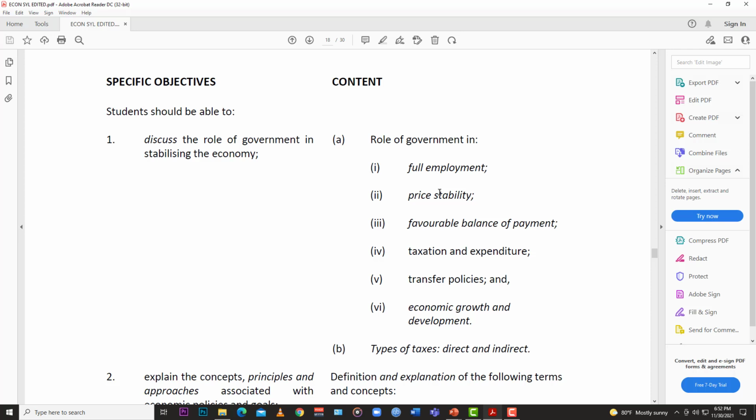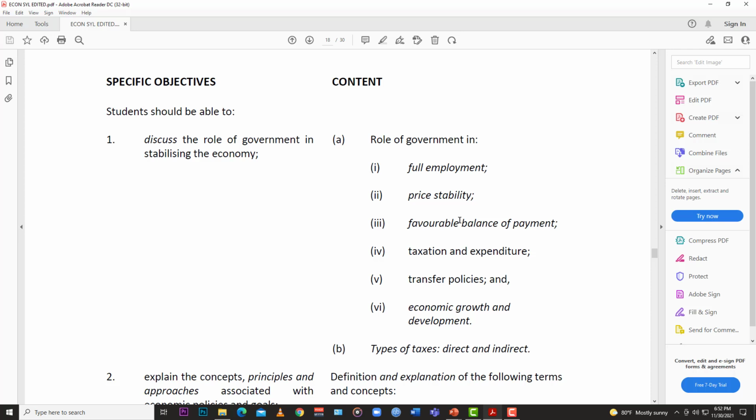Price stability, that's where we're going to be looking at things like inflation, because inflation is all about the steady rise in prices in the economy. And so when we're looking at inflation, we look at price stability. When you're looking at a favorable balance of payments, when you get down to the balance of payments section, that's where we're going to look at those things.